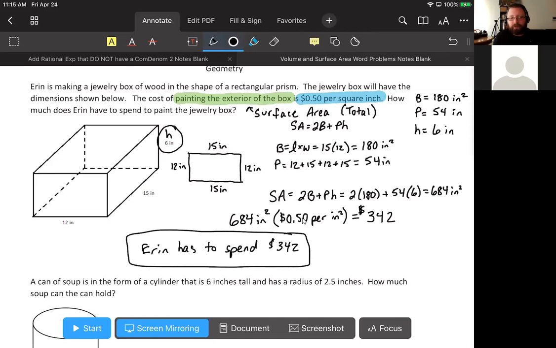Okay. So there is the cost for painting that jewelry box. Any questions on our first example? Again, the big challenge here is going to be figuring out, am I doing lateral surface area, am I doing surface area, or am I doing volume? And then once I have that value, what do I have to do to actually answer the question? So there's our first example. We'll move on to our next one here.